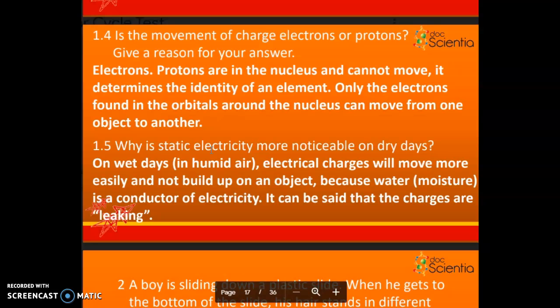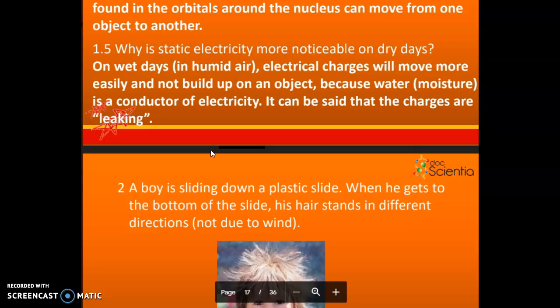So it is the movement of the charge are electrons, because protons are in the nucleus and they cannot move. It determines the identity of that element. Only the electrons found in the orbitals around the nucleus can move from one object to another. So they can jump around because they're not constricted. They're not in the nucleus itself.